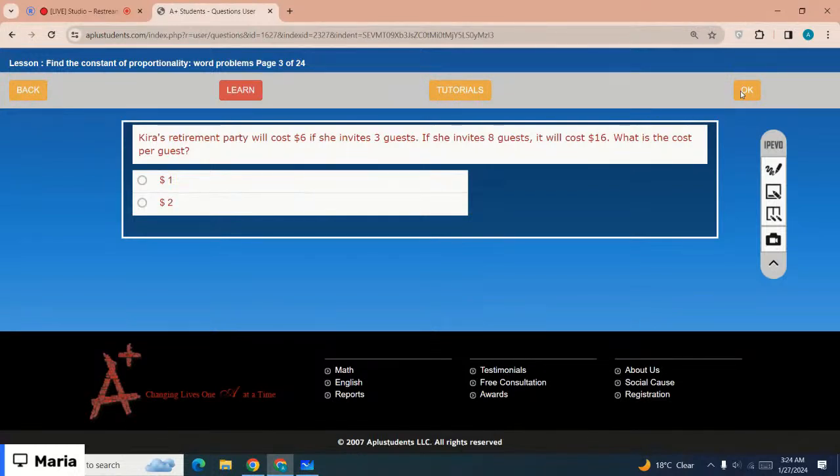Which is the correct option? Use your notebook and pencil and calculate the constant of variation. That is y divided by x. So you are given two of the scenarios. The first one is the guest is x.